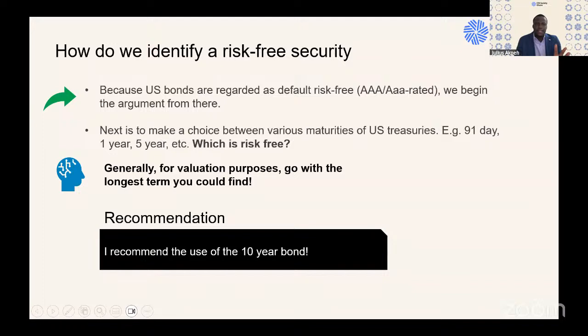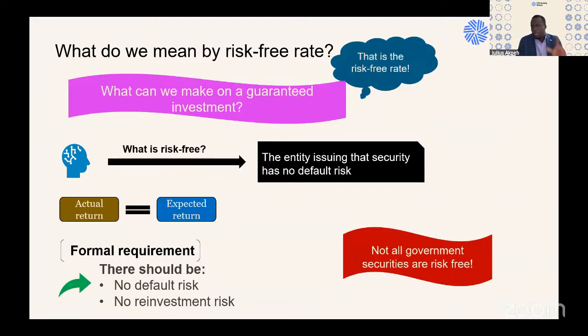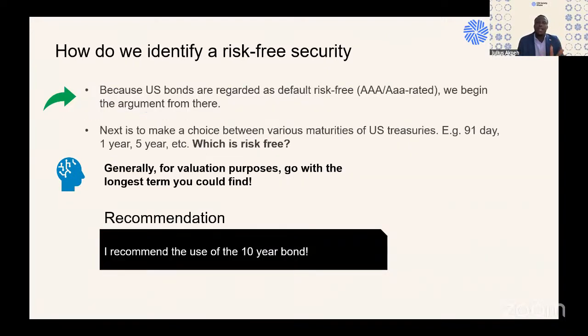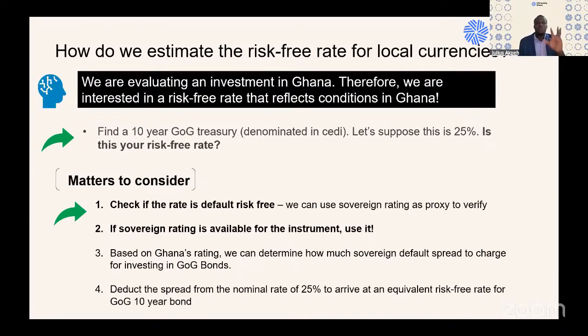So what have we been doing so far? We defined what a risk-free asset is, and we discussed how to identify a risk-free security. The next thing we are going to do is the actual estimation. I want to take my time here because sometimes it can get confusing. On Monday, what we're going to cover will be a little more complex than today, because on Monday we try to estimate the equity risk premium.